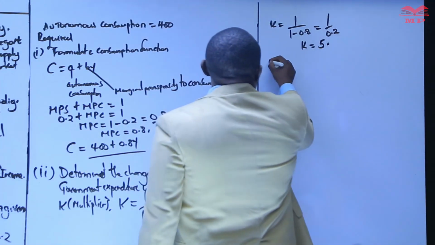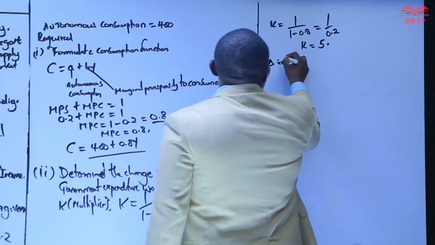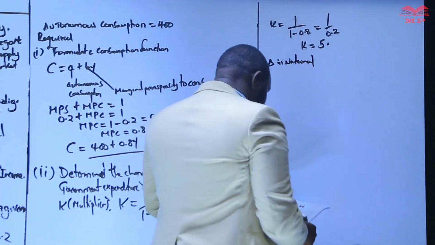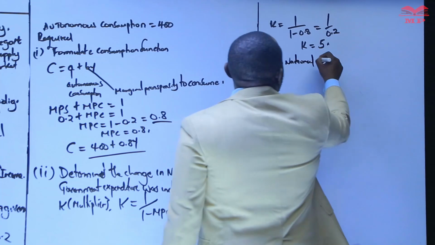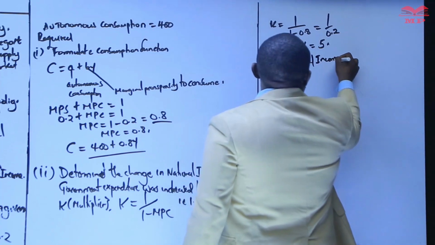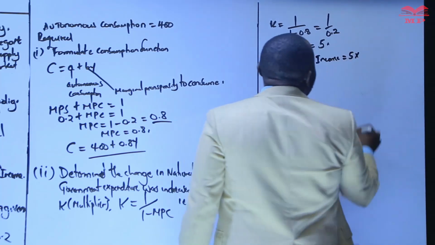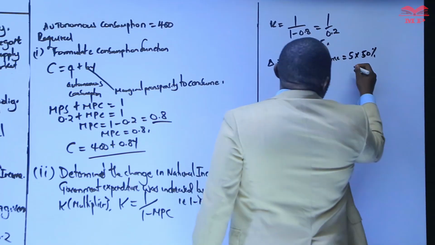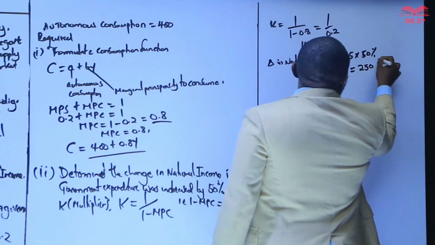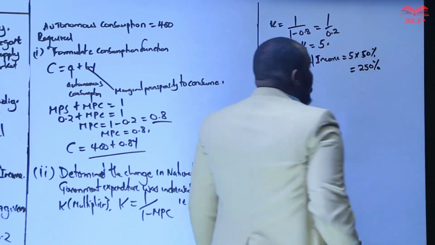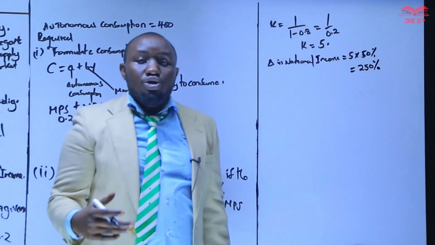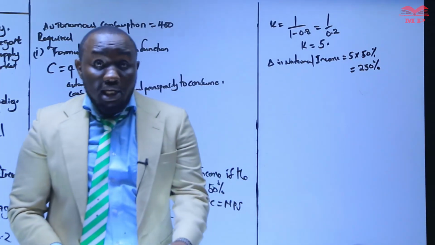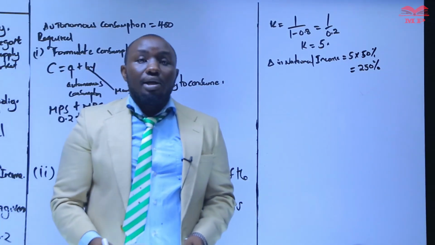So the change in national income should be equal to the multiplier, which is 5, times the exogenous factor, which is 50%. So the change should be equal to 250%. That is how we approach question 3 Roman B.